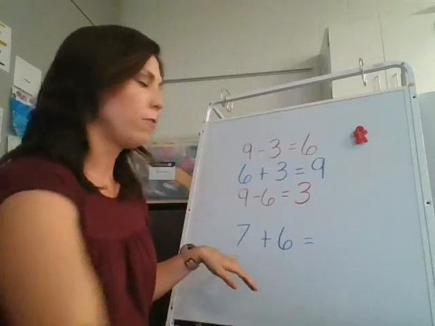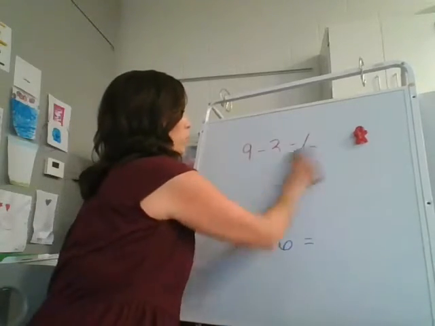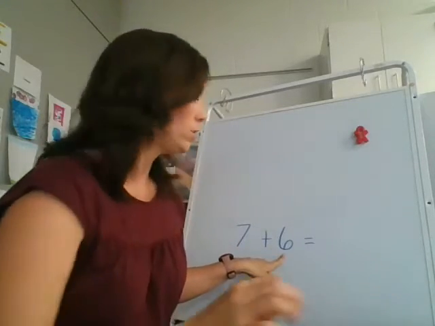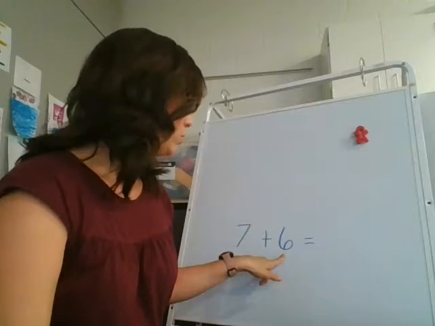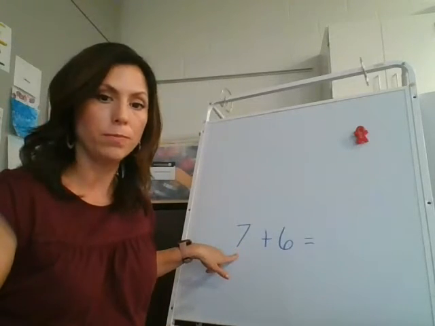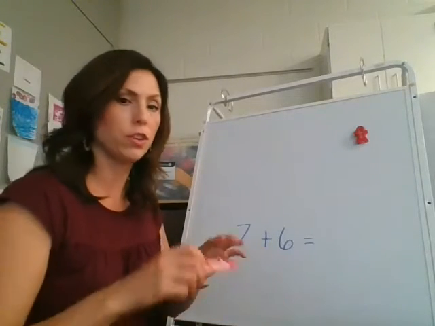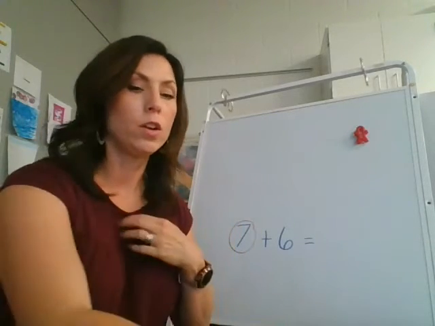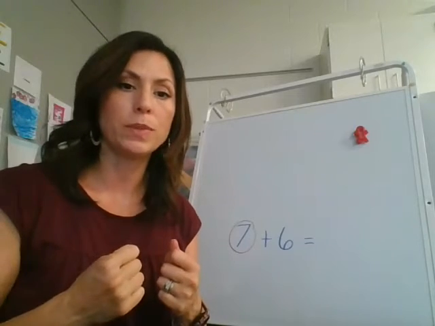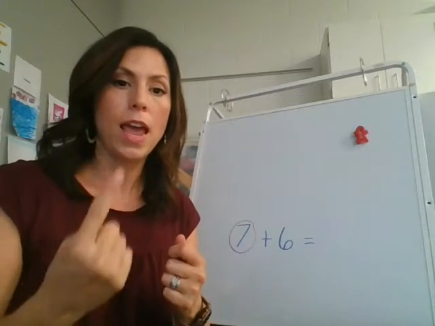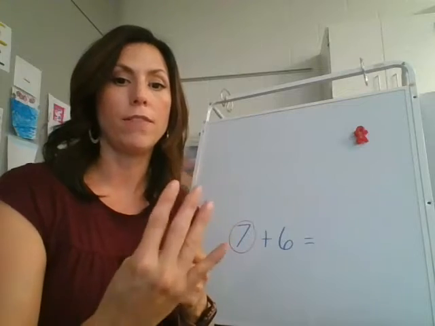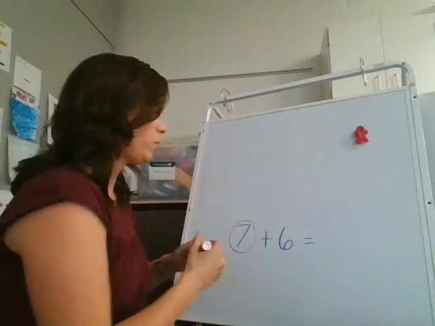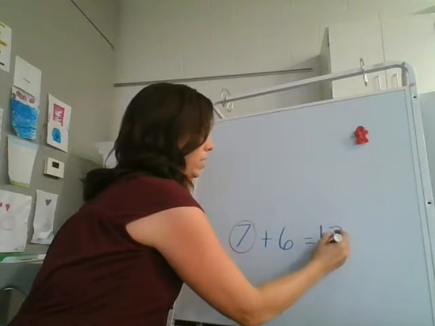All right, another family that I have here, we'll just go through one more, is 7 plus 6. Okay, so what we're going to do is start with the bigger number. If it helps, you can circle the bigger number. If it helps you remember which one is bigger, we can say 7. Now we're going to count up 6. So 7, 8, 9, 10, 11, 12, 13. All right, so 7 plus 6 equals 13.